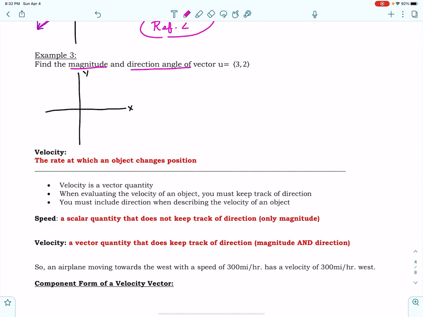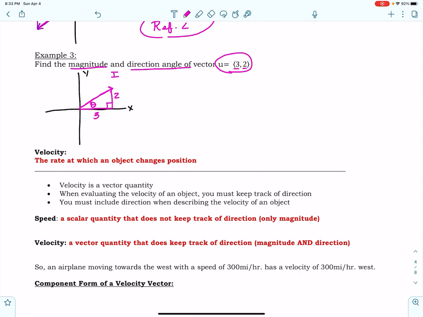Okay, the next example, now we're finding two things. We're finding the magnitude and the direction angle of vector u. For this one, we're just going to have 2 steps. It's not horrible. The very first thing I'm going to do is place this. I want you to notice that it is positive, positive. That means it's in quadrant 1. So I'm going to go 3 to the right, 2 up. There's my right triangle. This is my vector.